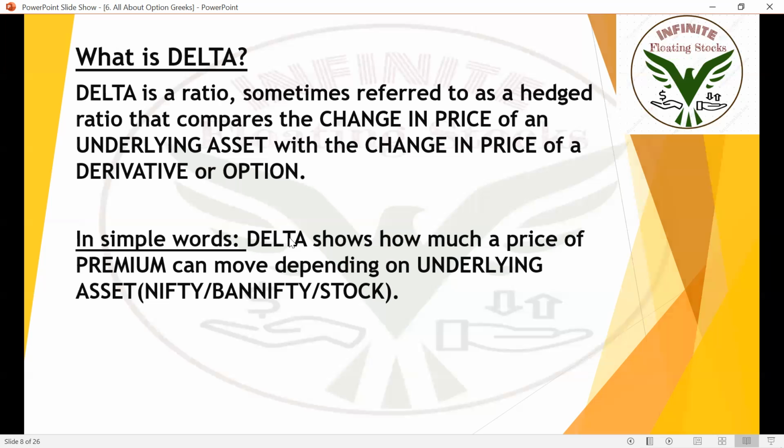So delta shows how much the price of a premium can move depending upon Nifty movement, Bank Nifty movement or stock price movement. Premium is nothing but the token amount or advance amount which you have paid to enter into an options contract. The stock or index you have planned to trade, we generally call it the underlying asset.